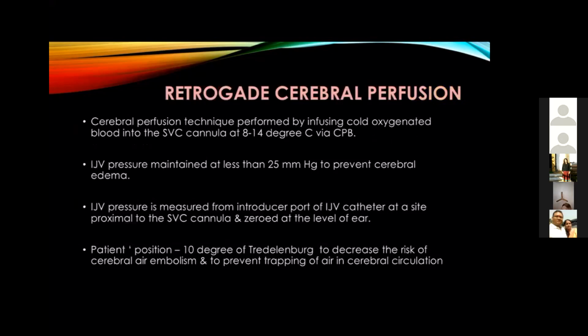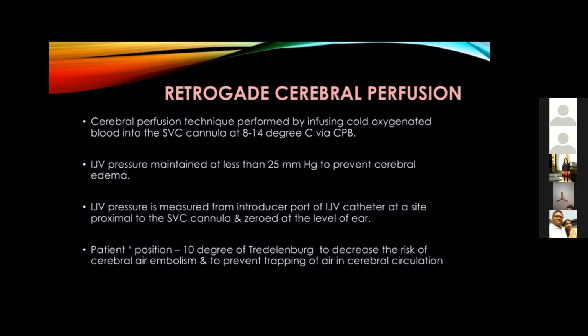Now, along with this DHCA, there are two options. One is retrograde cerebral perfusion, another is antegrade cerebral perfusion. First, we will discuss the retrograde cerebral perfusion. This cerebral perfusion technique is performed by infusing cold oxygenated blood into the SVC cannula at 8 to 14 degrees centigrade via CPB. I have not given any diagram because to explain this diagram is time-consuming, so I just omitted the whole circuit.